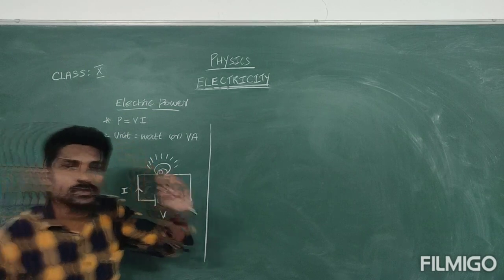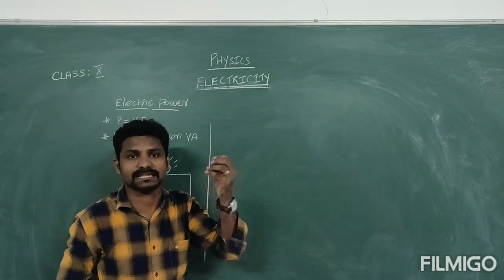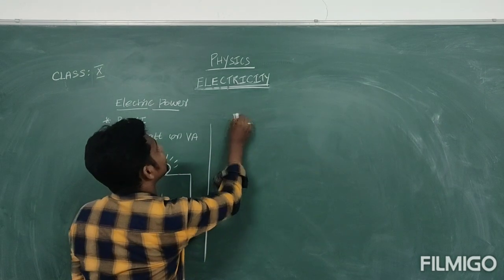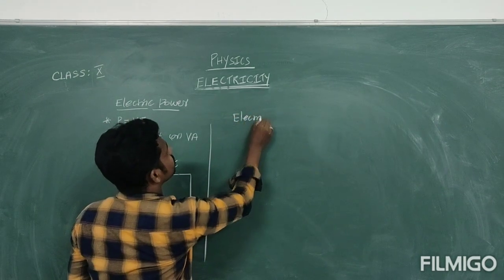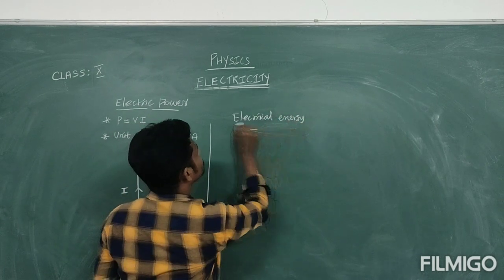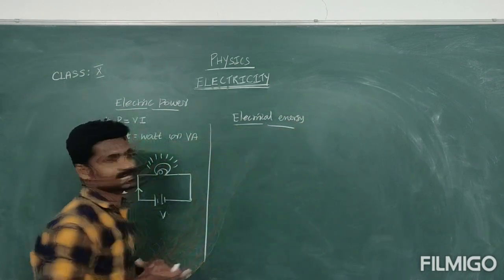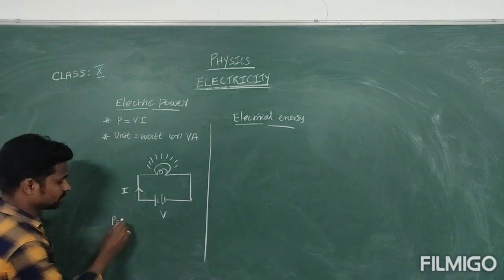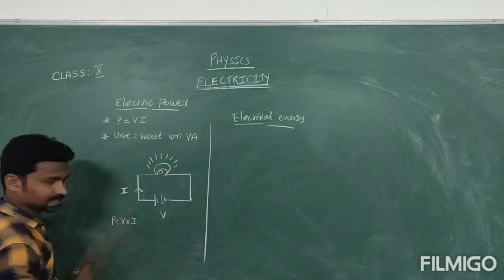Now we know the electric power idea. And how to calculate the unit in the electric bill reading? You know, the unit is actually not electric power. That is electrical energy. So what is the difference between electrical power and electrical energy? The power is equal to the voltage into the current.